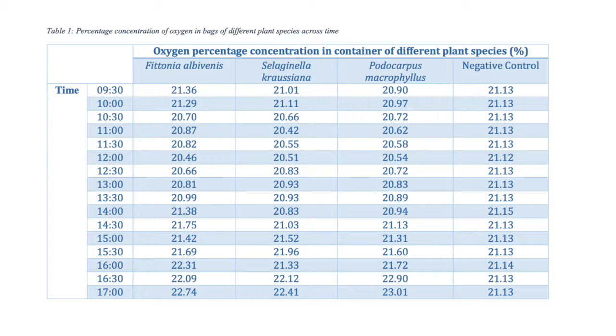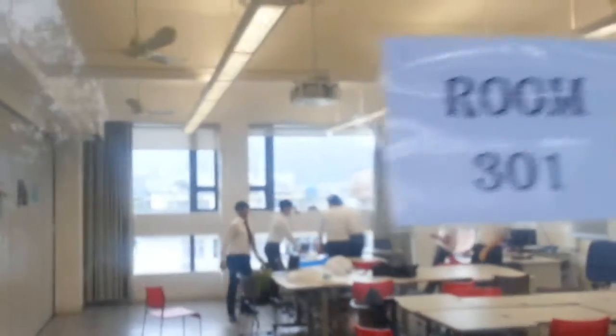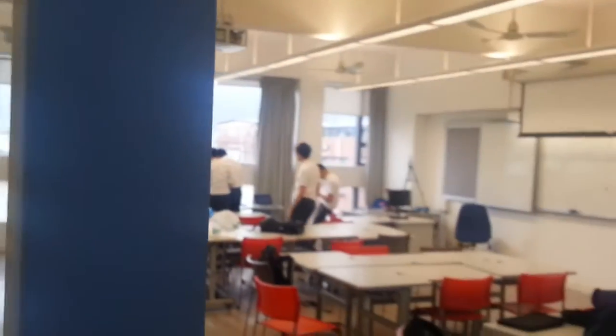Here is a graph of our experimental results. As you can see, the percentage concentration of oxygen gas for each plant species over time roughly resembles a curve. The turning point of this graph is around 12 in the afternoon. This is due to the bearing of a window. We used room 301 and the window there faces northwest.